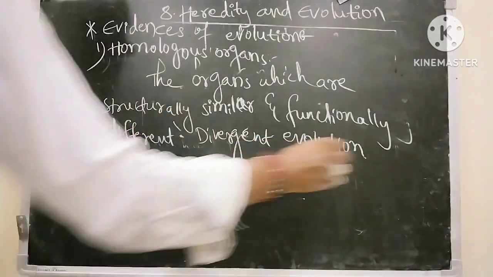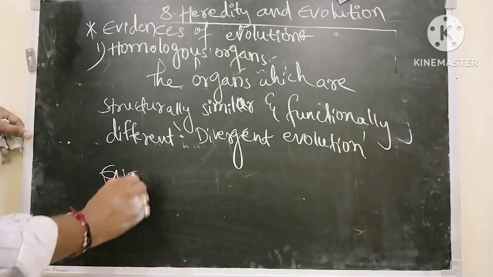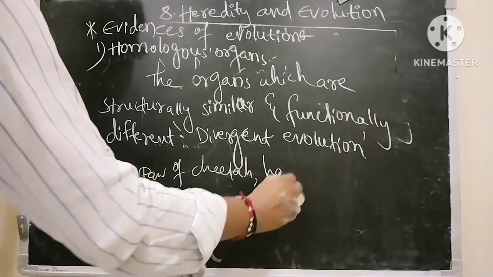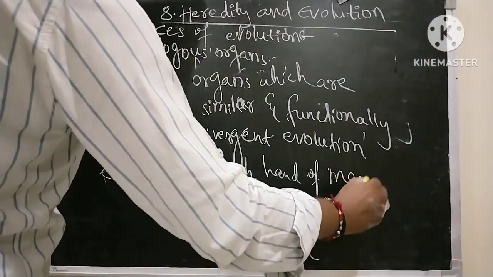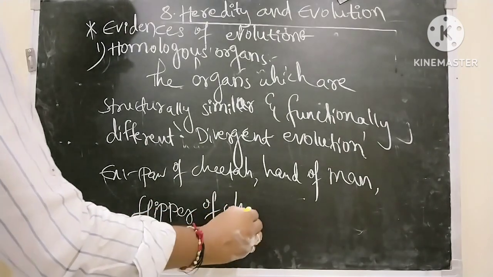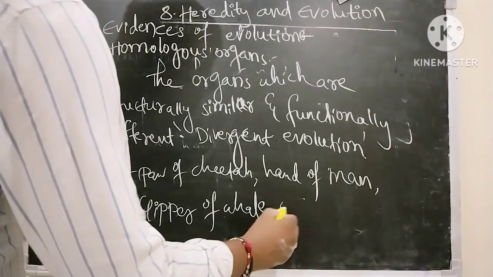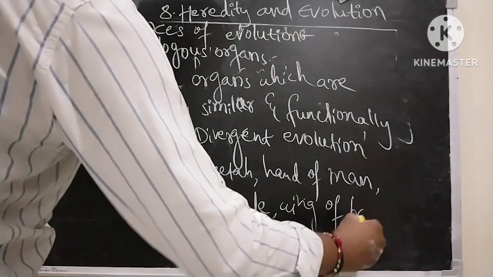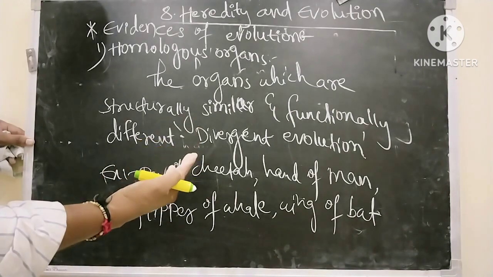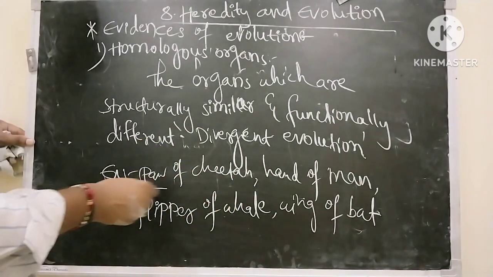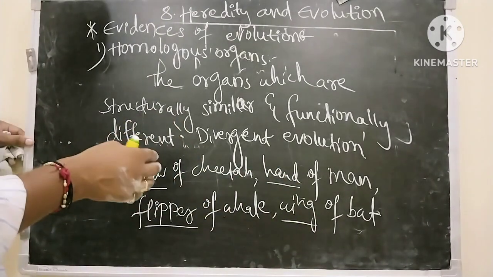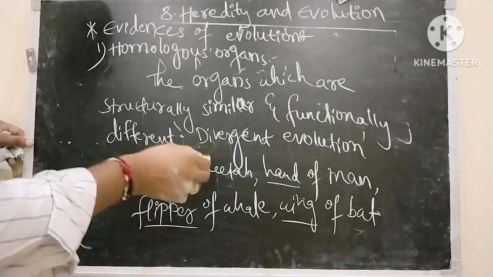Okay. Example: what are the examples for homologous organs? Paw of cheetah, hand of man, flipper of whale, and wing of bat. If we observe, the structural arrangement of bones is the same in the paw of cheetah, hand of man, flipper of whale, and wings of bat. The arrangement of bones is the same, but the functioning is different.